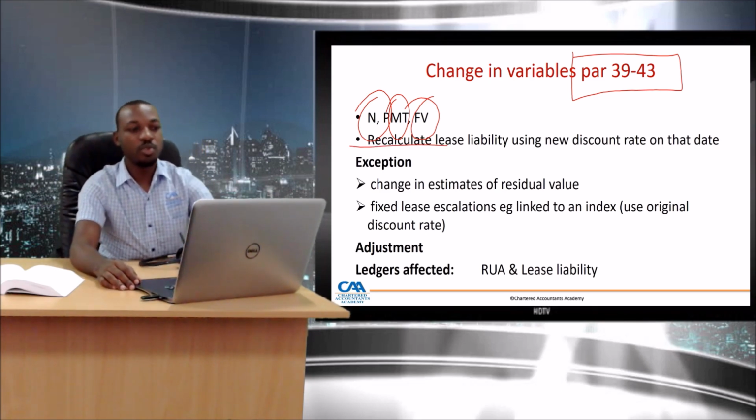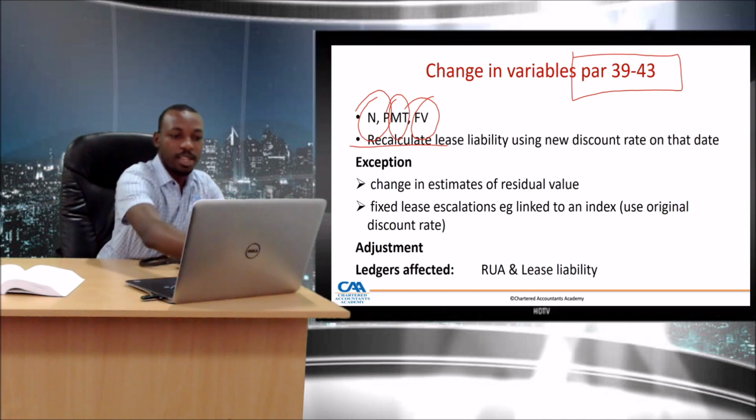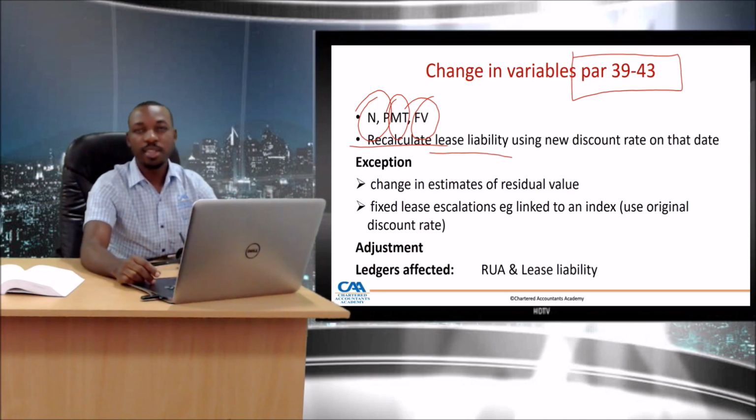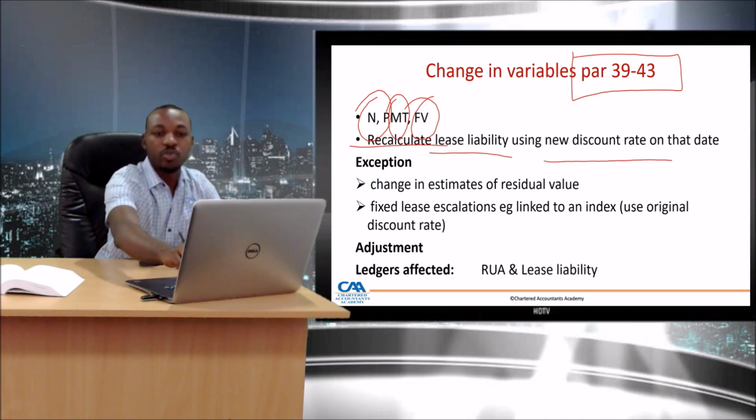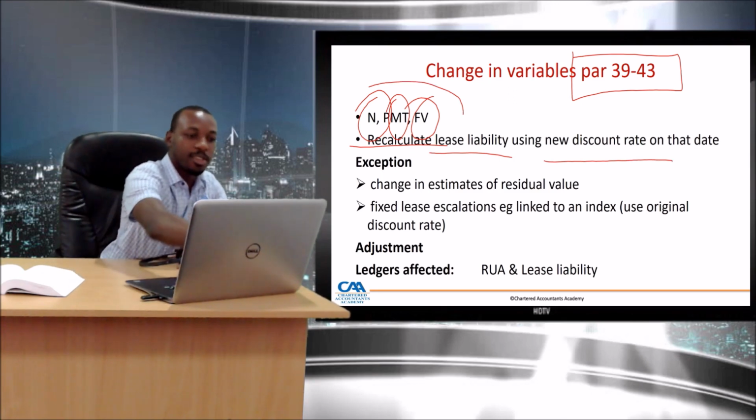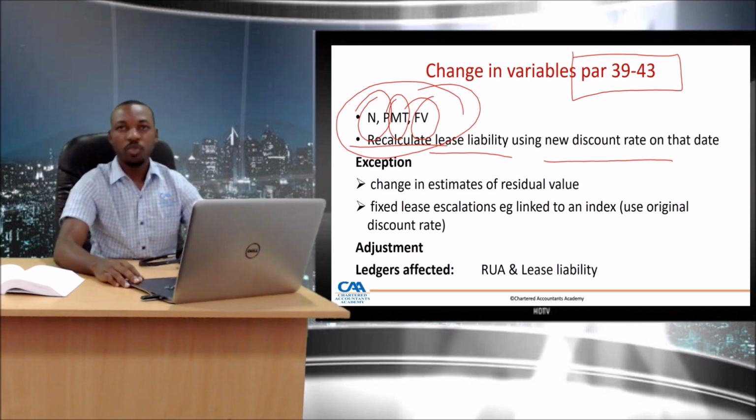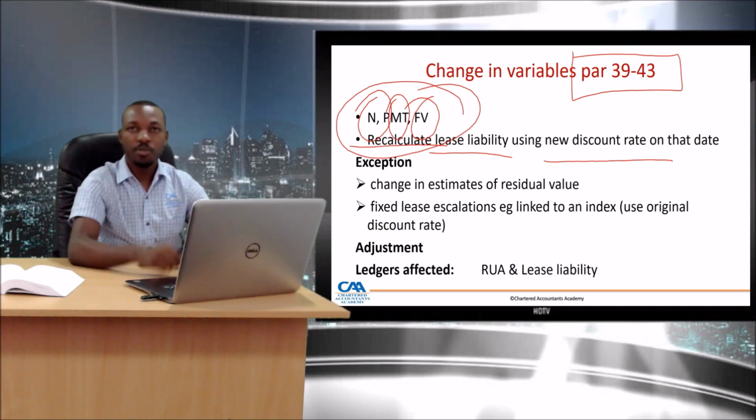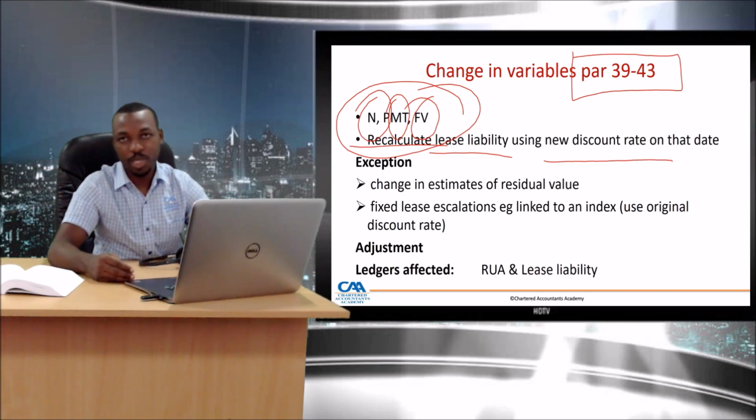So what you do is you recalculate the lease liability using the new discount rate on the particular date when these change. So if it's a period change from 5 years to 7 years, that means there are now an extra 2 years which come into play.